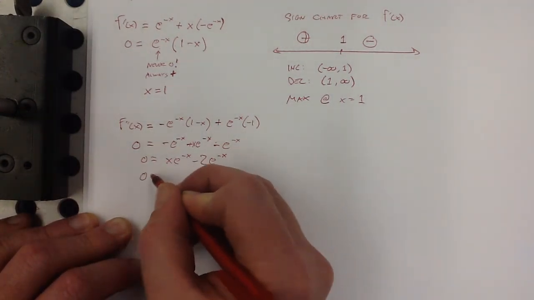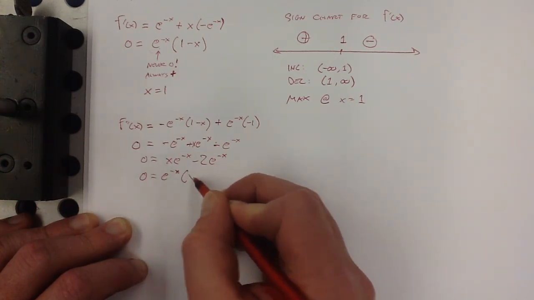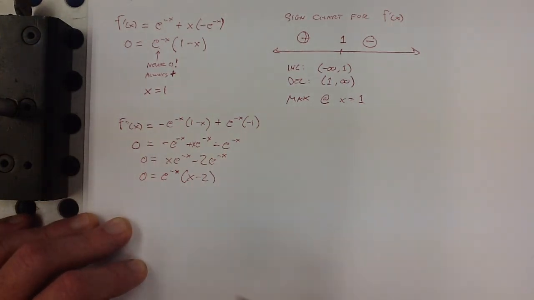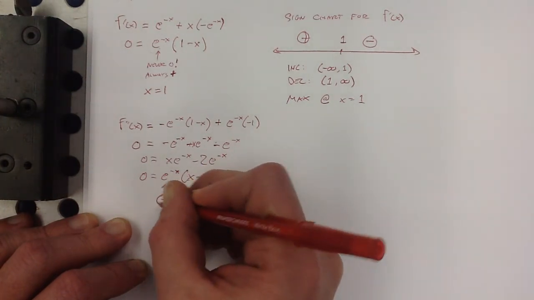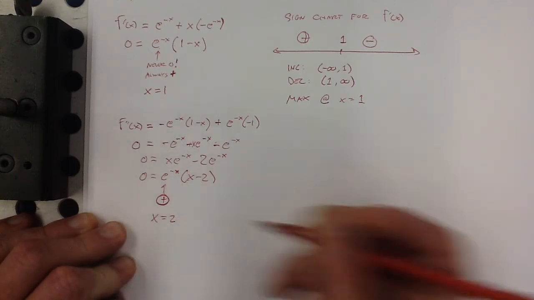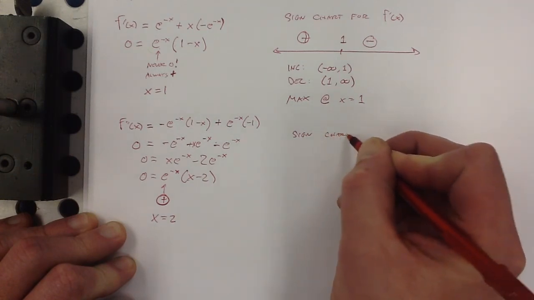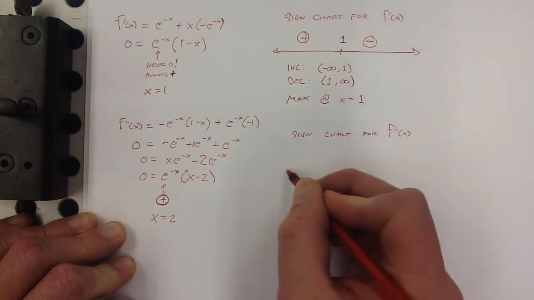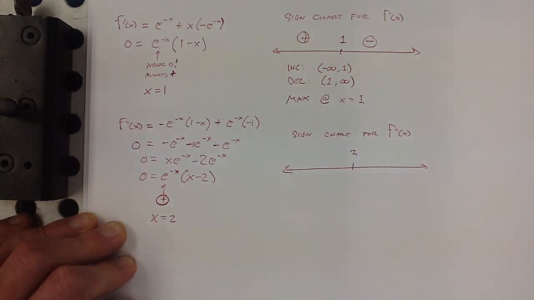And now you can see that I can factor out an e to the negative x, and then I've got an x minus 2. And likewise, this is always positive. And this is equal to 0 when x equals 2. So let's make our sign chart for the second derivative. Only need 2 on there. And then I can test some numbers.